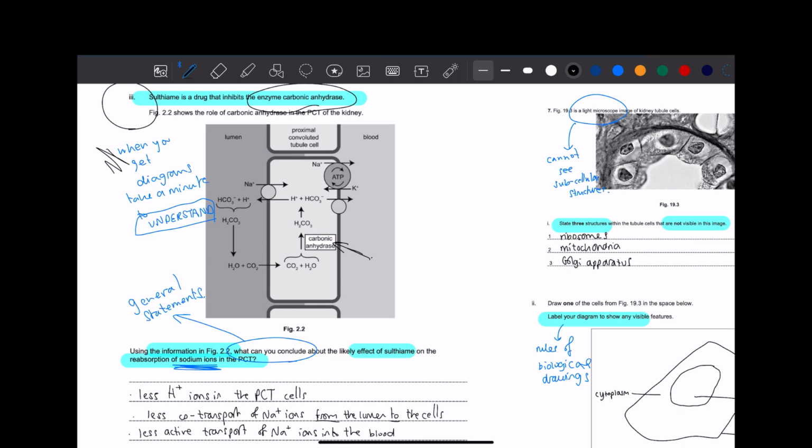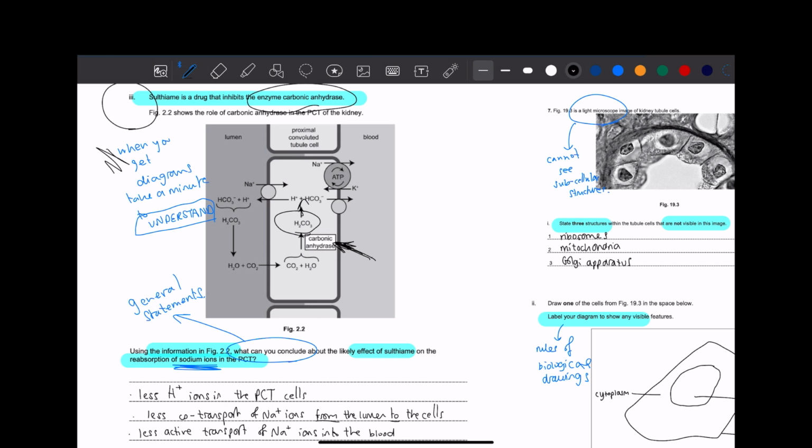Now, the reason why I said I love this diagram is because you have to work backwards. You have to see what effect that one change would have on the whole system. So let's do that. Let's say there is less or no carbonic anhydrase over here. That means that there's less or none of H2CO3, right? So that means that won't dissociate into H+ and hydrogen carbonate ions. Do you see what effect that has now?